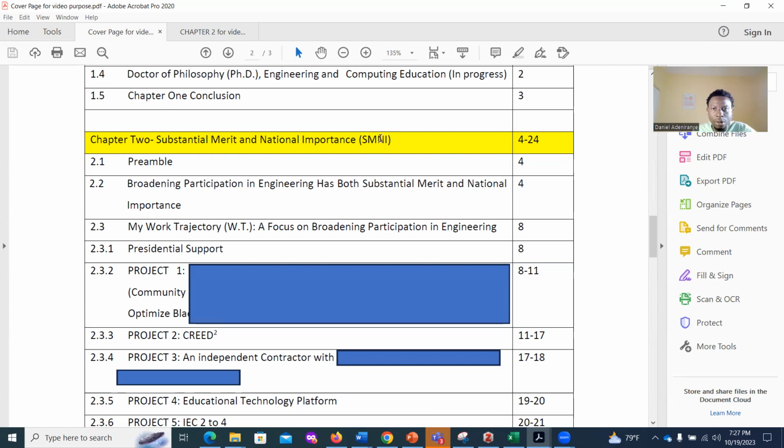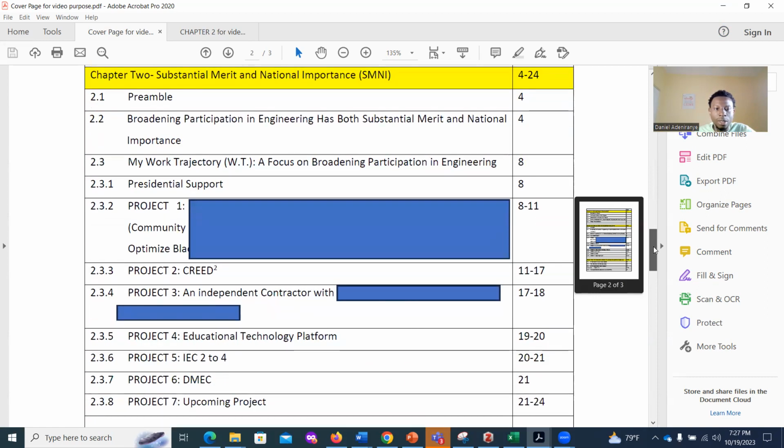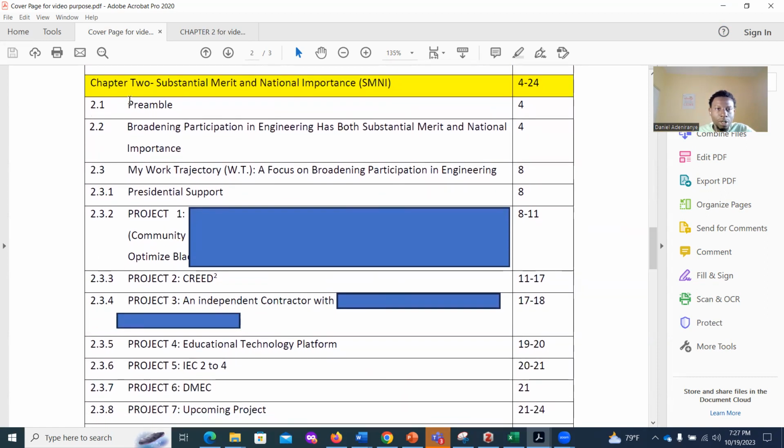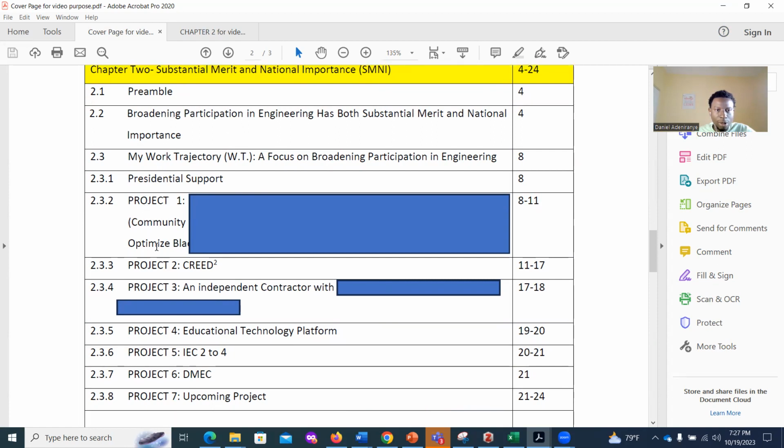And for this person, you would see that pages 4 to 24, that's about 20 pages, this person wrote on substantial merit and national importance. There is no limit to page number, and you could argue your case in 3 pages, 4 or 5 pages. Just make sure you put in the required elements. And for this person, if we look at the table of contents of this chapter 2, preamble, then the person spoke about his own area of endeavor, and also put up some projects the person is working on.